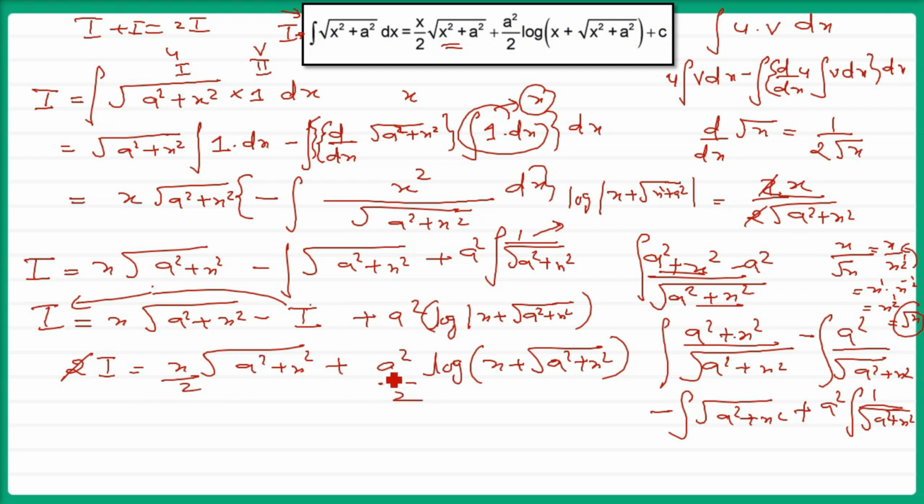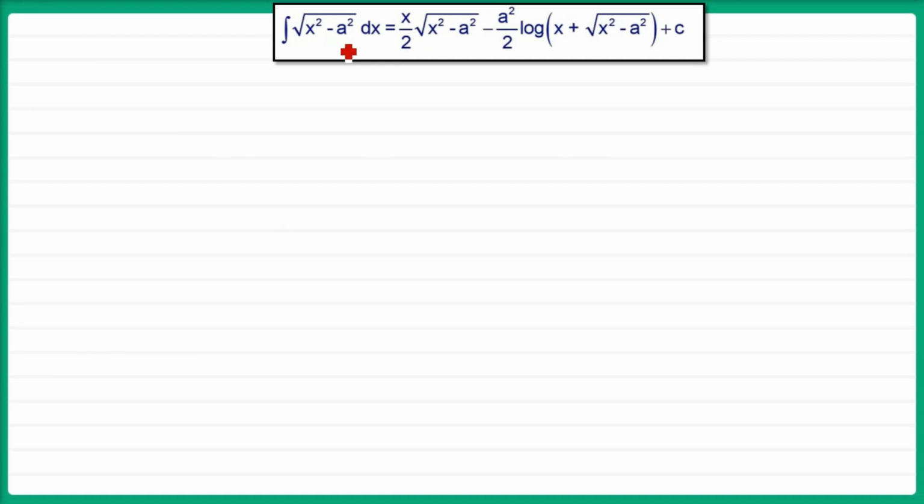Now you see this is the result. How easy it was? Integral of under root x square minus a square dx is equal to x by 2 under root x square minus a square, minus a square by 2 log modulus inside this bracket x plus under root x square minus a square. Now what is the proof? How did we get or arrive at this result? Now we are going to prove it for you.